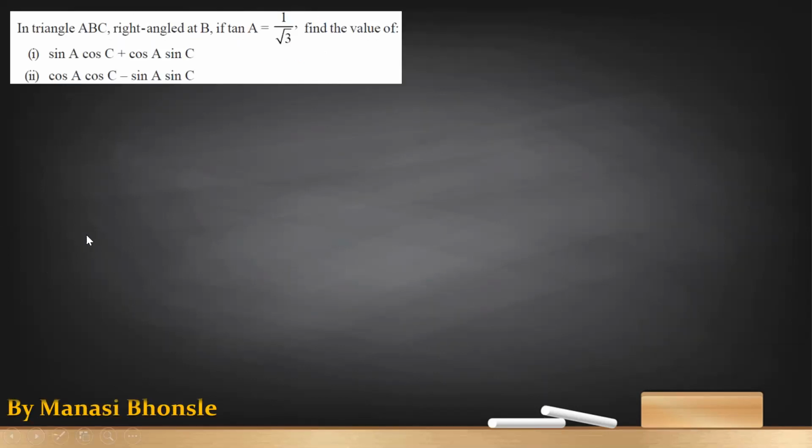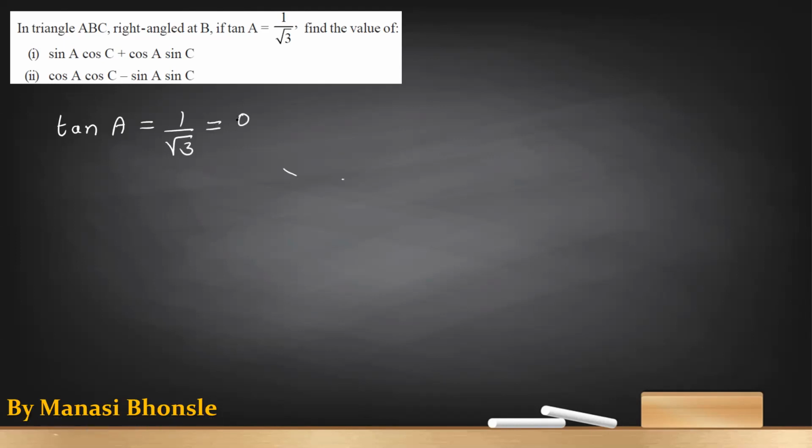Right, next question says, in a right angle triangle at B, if tan A is 1 upon root 3, find the values of sine A cos A plus cos A sine C, and then cos A cos C minus sine A sine C. Okay, now tan is given, and we know what is tan. Tan is opposite upon adjacent. So let's see, tan A is equal to 1 by root 3.